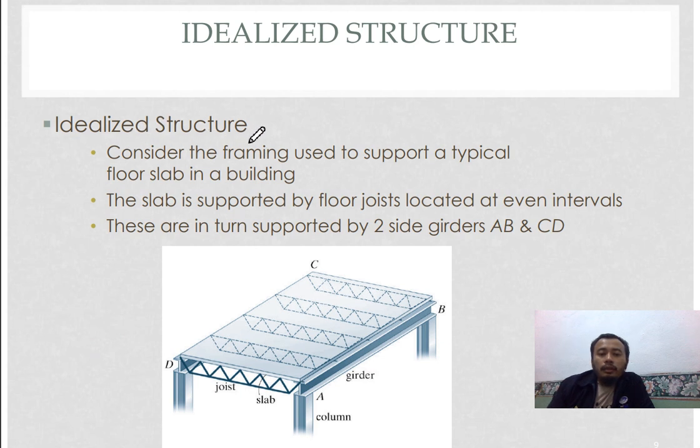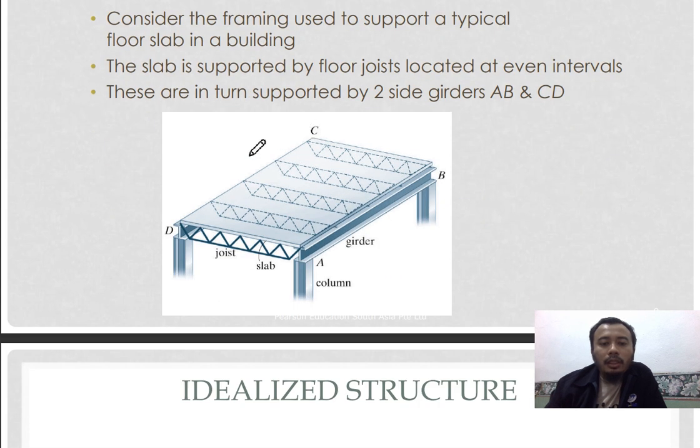And let's take a look at the framing. The next is framing. Consider the framing used to support a typical floor slab in a building. A slab is supported by floor joists located at intervals, and they are in turn supported by two side girders A, B, C, D. So this is your floor slab, supported by a floor joist, and these are in turn supported by the two girders. These are the two girders, girders A, B, C, D.